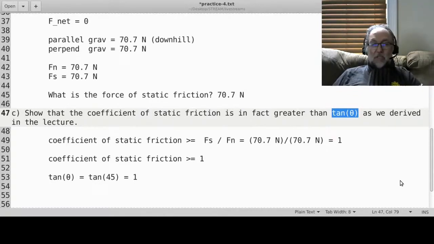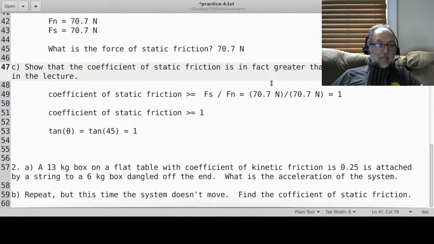Let's see if there's any questions in the chat. Any questions? I'll type it in as well. All right. If not, there's our first problem. And again, it's very similar to the one that you have in the assignment.